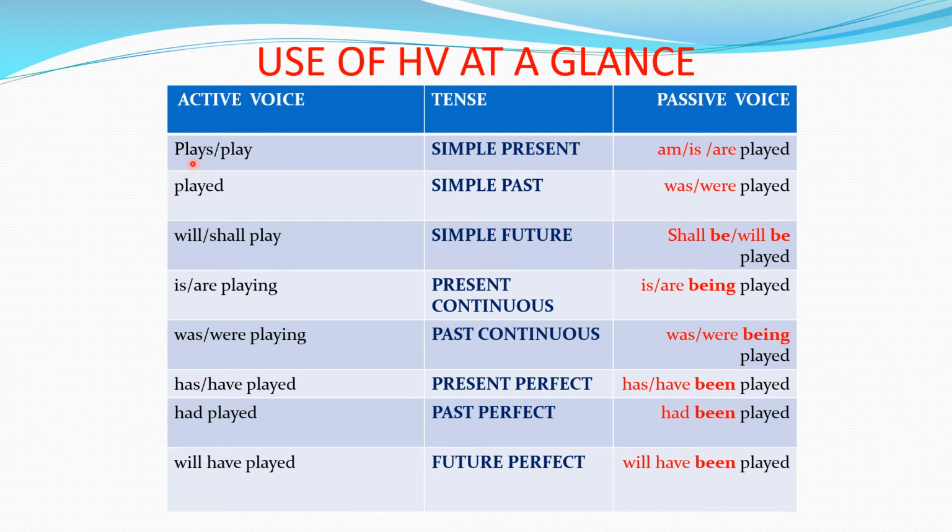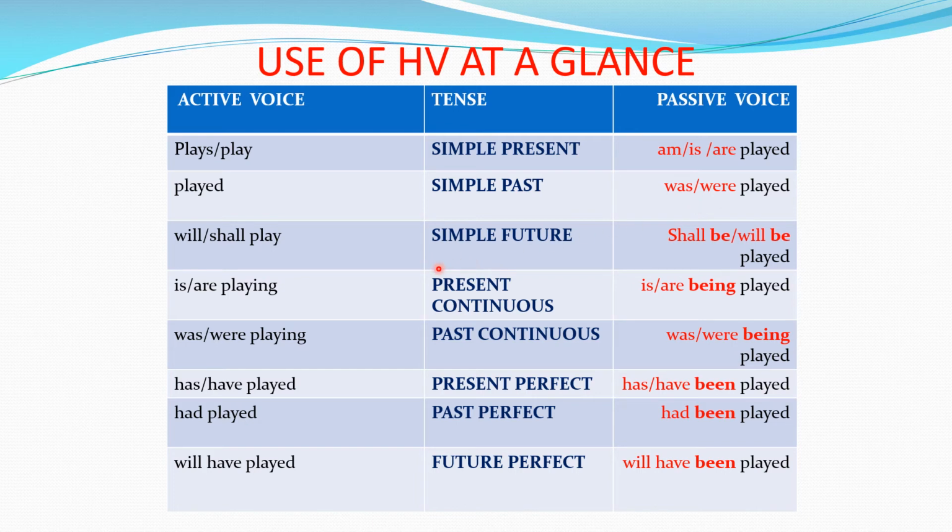Let's consider in active voice the verb is play or plays. In simple present tense, the helping verb is going to be either am, is or are. And of course, the main verb will take its third form, that is played. In simple past tense, the past form of am, is, are, that is was and were, will be used. And in simple future tense, we'll be using shall be or will be. Now am, is, are, was, were, shall be, will be, all these will depend on the subject.